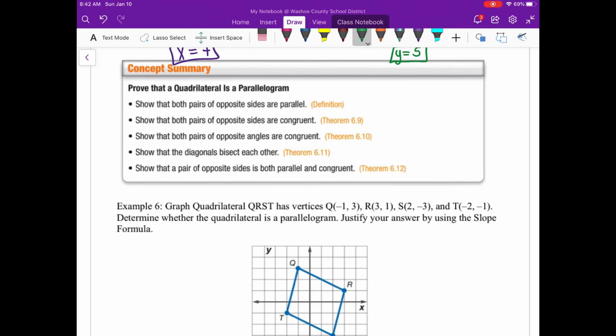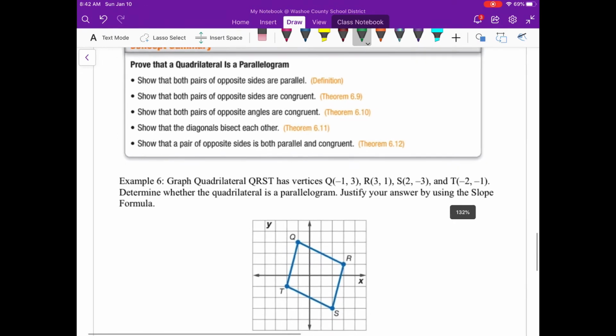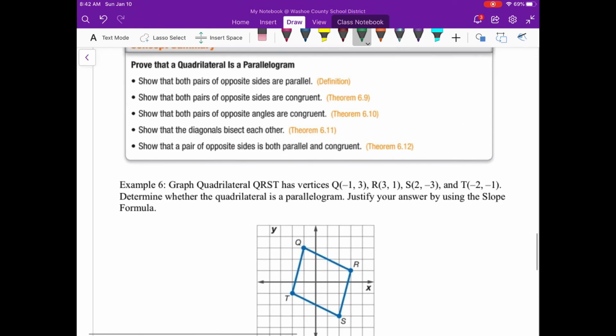Now, if we were doing 6.3, 6.3 is just going to be proving parallelograms. So that's where this piece of the notes comes in. Like I said, we're not going to go through it, but if you were going to prove that a picture on a grid, an XY axis, was a parallelogram, you would have to show that both pairs of opposite sides are parallel. We would do this by using the slope formula. That's where you would take the rise over the run. So this is y2 minus y1 over x2 minus x1.